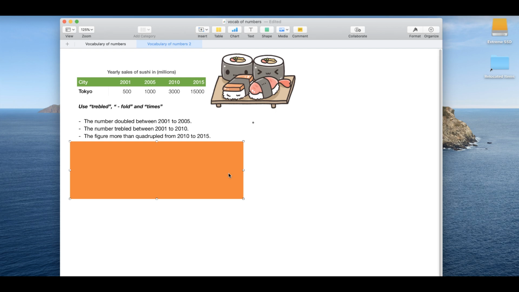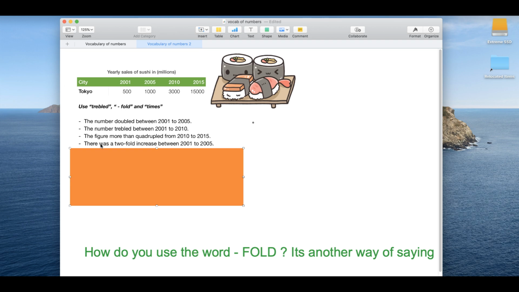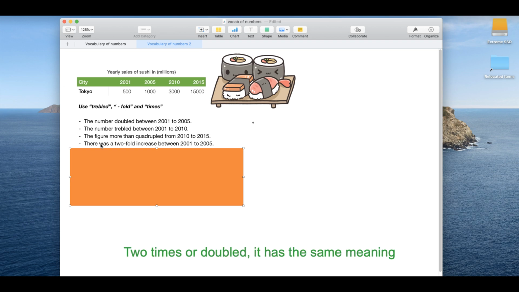Okay, let's go further. Twofold. How do you use the word fold? It's just another way of saying 2 times or doubled. It has the same meaning. So for example, this first sentence would be the same as this sentence in terms of meaning. Here we say there was a twofold increase between 2001 to 2005. So 500 became 1,000. That's 2. So you could say twofold, threefold, fourfold, fivefold, tenfold, 15-fold, 20-fold. And it's perfectly fine. You can even say 100-fold if you want to.